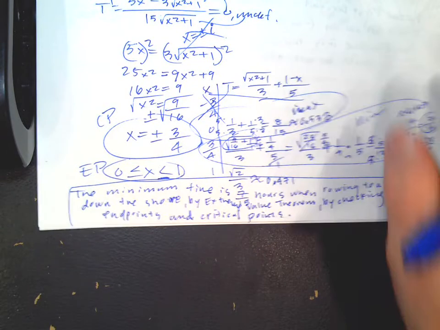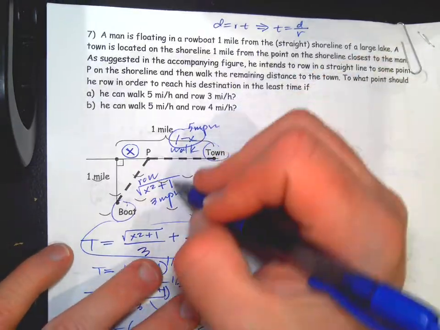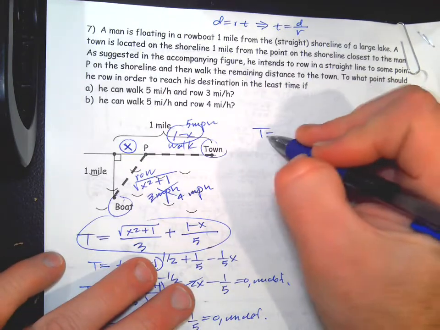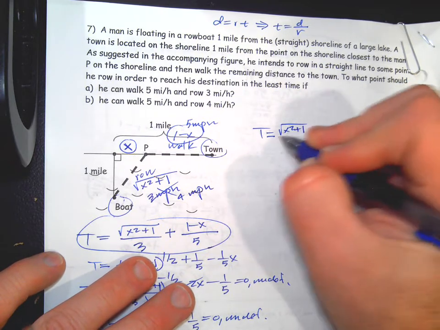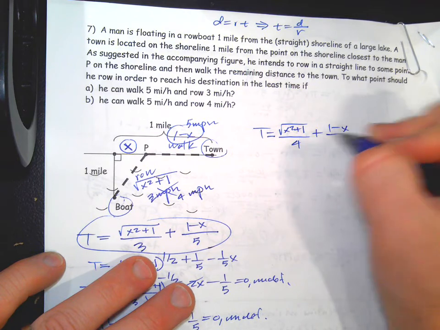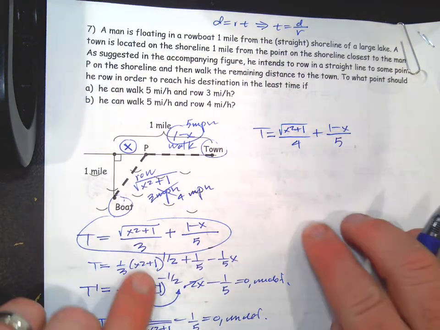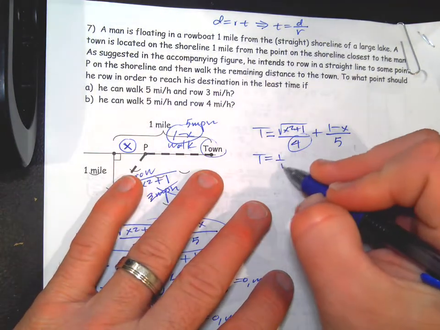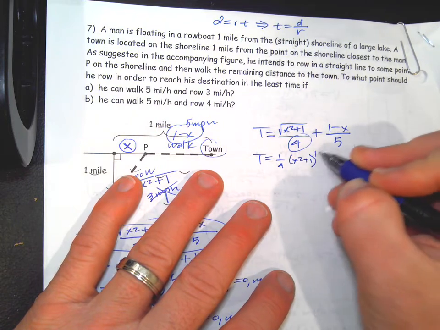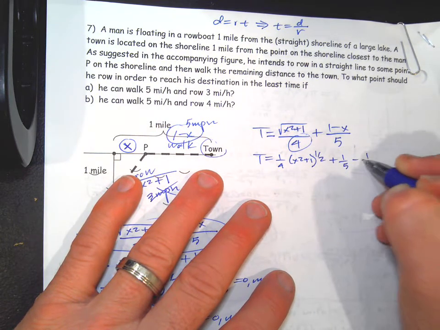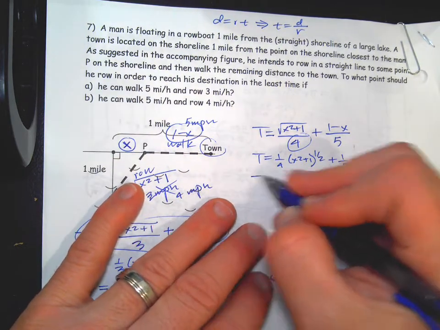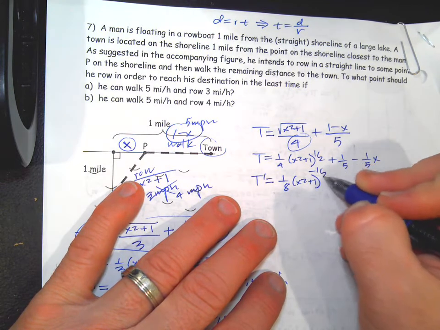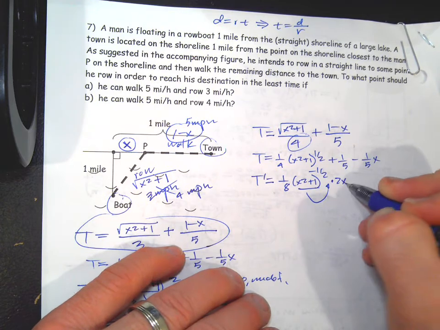Right. Now, part B, the same thing, but we changed the rowing to 4 miles per hour. So a lot of it's going to be the same. The time function is going to be square root of x squared plus 1, but over 4 this time, plus 1 minus x over 5. So it's almost the same, just this one number changing. But we're going to have to redo all the work. So this is going to be 1/4 (x squared plus 1) to the 1/2 plus 1/5 minus 1/5 x. We're going to take the derivative. It's going to be 1/8 (x squared plus 1) to the negative 1/2 times the derivative of what's inside. Derivative of 1/5 is 0, minus 1/5.